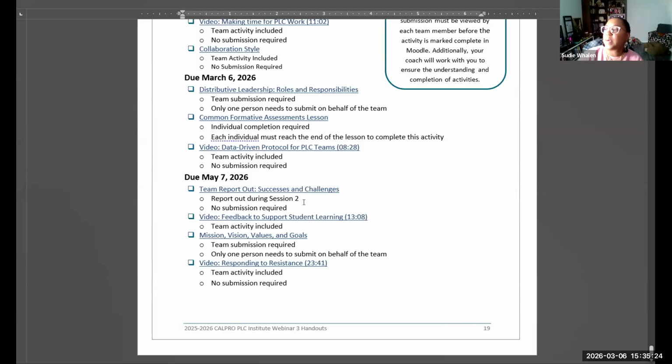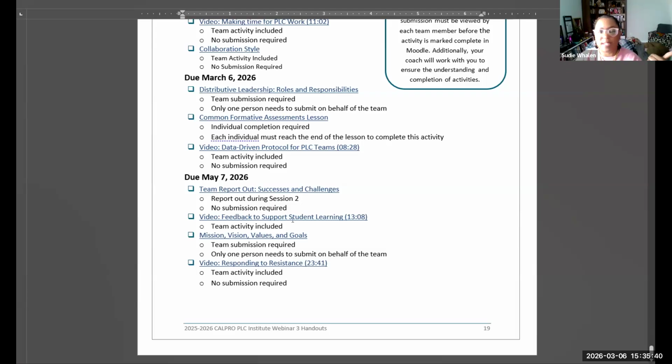So if you look on that last page, the team report out, you don't have to turn anything in. You're going to share out when we're together as a group. And so you don't have to, again, don't have to turn anything in, but that is a team activity. There should not be one person doing that. All of you should be doing that together.